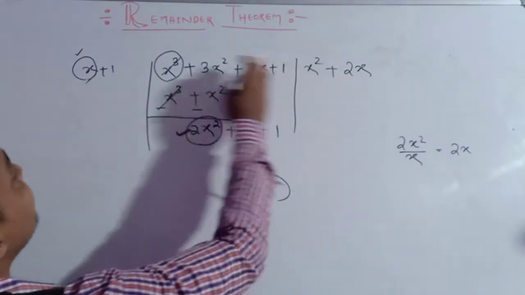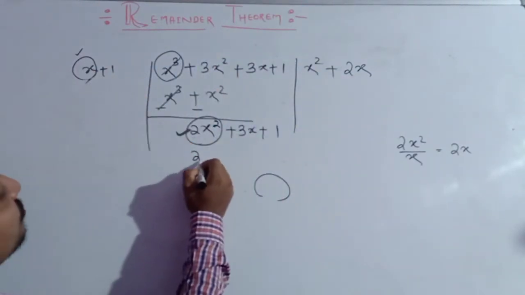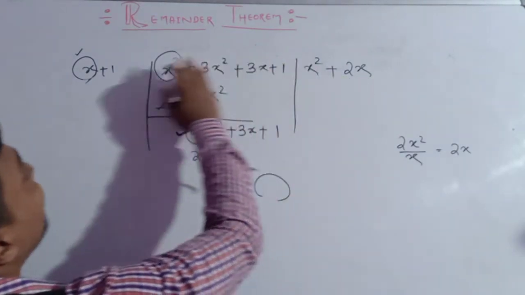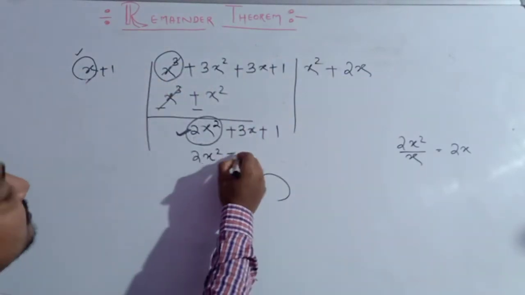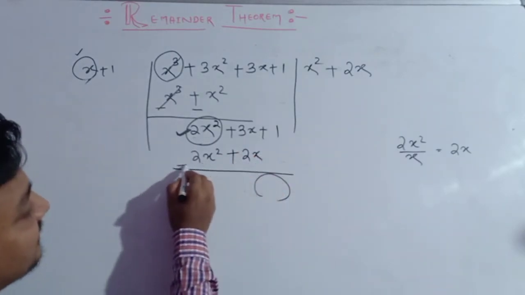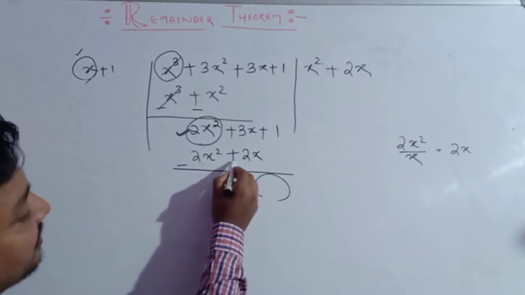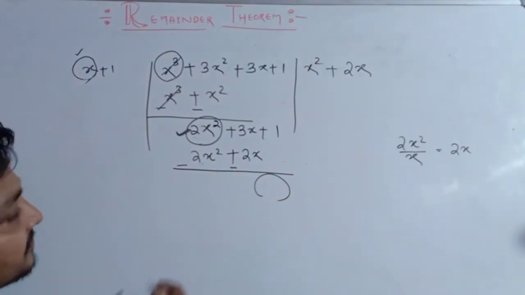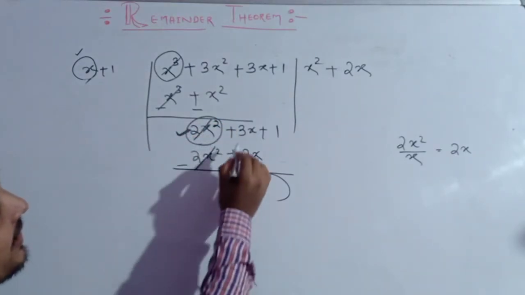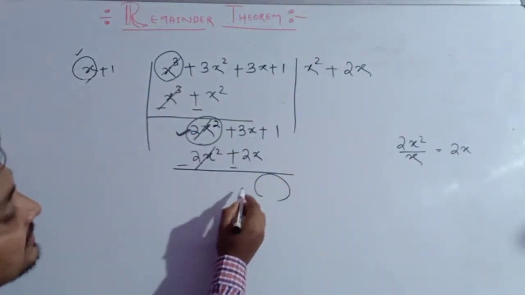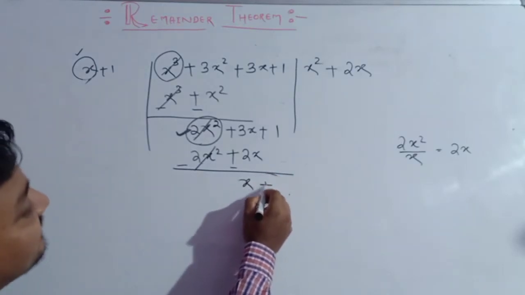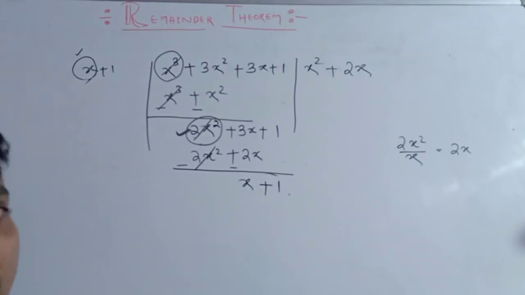Whenever 2x is multiplied with x, it becomes 2x square. Whenever 2x is multiplied with 1, it becomes 2x. On doing the subtraction, here plus becomes minus and here also plus becomes minus. This 2x square minus 2x square cancels. Here it is 3x, here it is 2x, which becomes x. Here it is plus 1, and here it is plus 1.